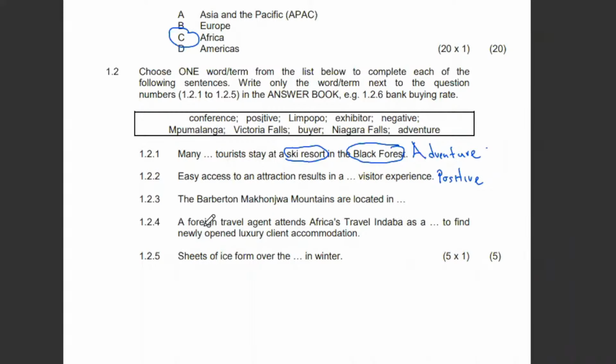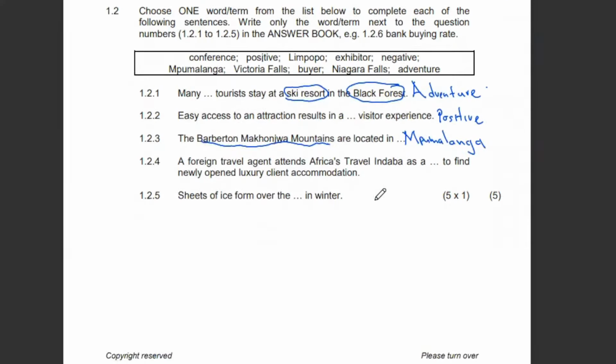Then the next question reads, the Barberton Makhonjwa mountains are located in. So in other words, they need the location of these mountains, which are actually a World Heritage Site found in South Africa. If you look at the Barberton Makhonjwa mountains, they are found in Mpumalanga province. They are believed to be the oldest mountains in the world, which are found in the Mpumalanga province.